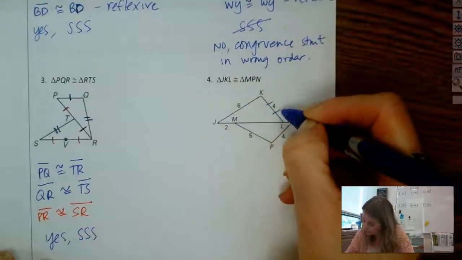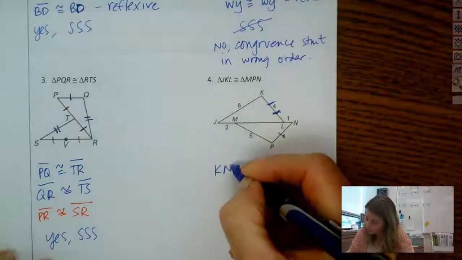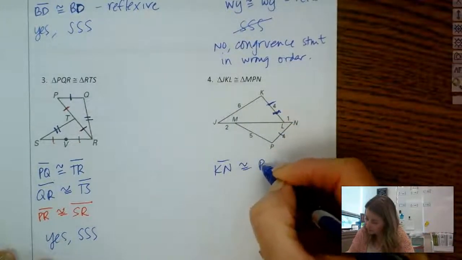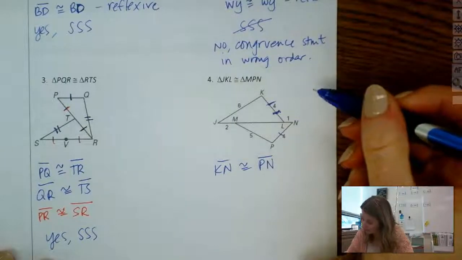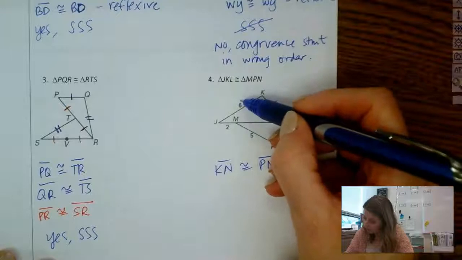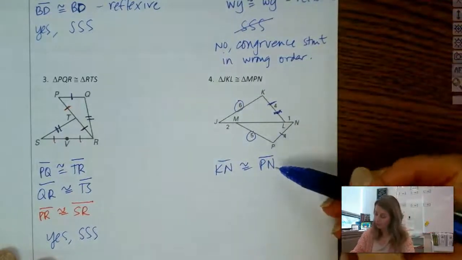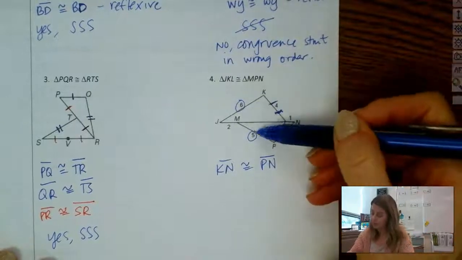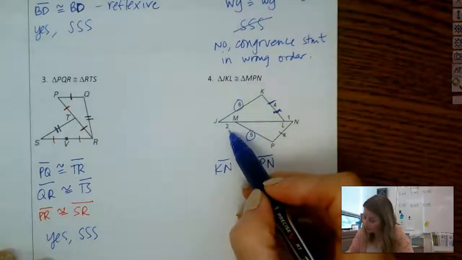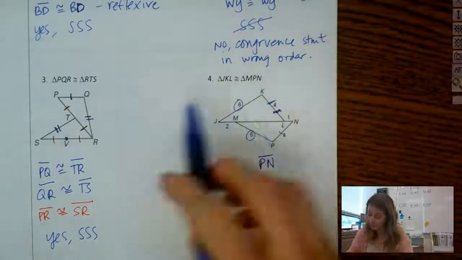I see a 4 and a 4. So I see that segment KN is congruent to segment PN. Okay, I'm looking here at 6 and 5. So I'm actually going to stop right here. Those are not congruent.